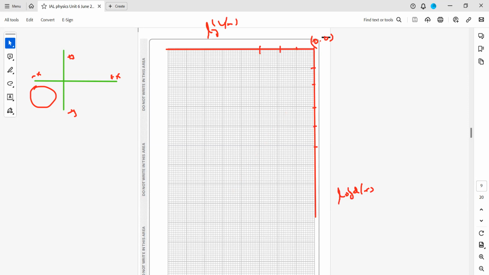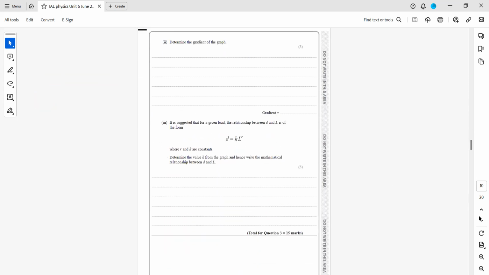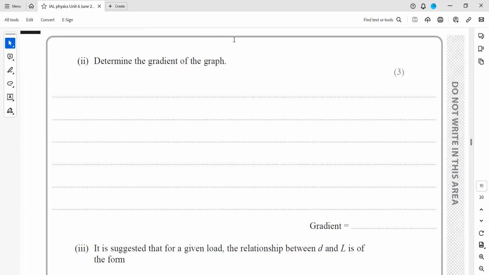Because I'm not plotting a graph, I'm just explaining the idea. It won't start from the origin, it will be somewhat in this manner. Then determine the gradient. After plotting a graph, you have to use your graph to determine the gradient.